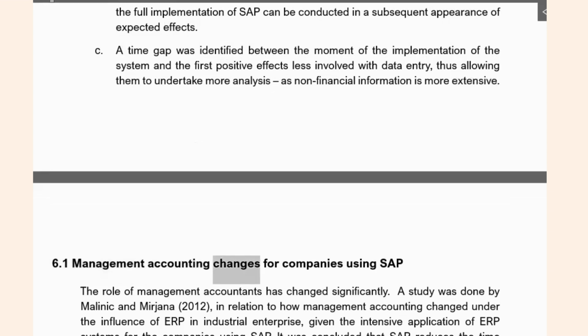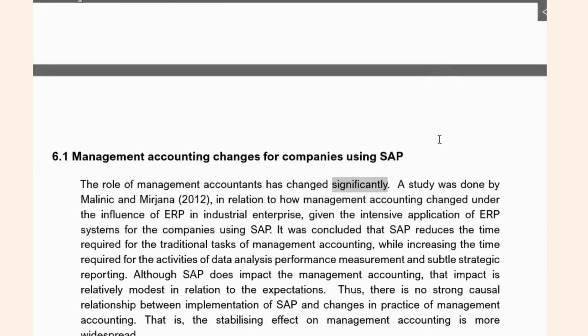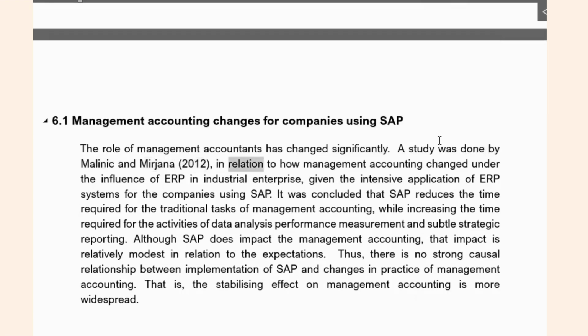6.1 Management accounting changes for companies using SAP. The role of management accountants has changed significantly. A study was done by Malinik and Nirjana, 2012, in relation to how management accounting changed under the influence of ERP in industrial enterprises, given the intensive application of ERP systems for the companies using SAP. It was concluded that SAP reduces the time required for the traditional tasks of management accounting, while increasing the time required for the activities of data analysis, performance measurement, and subtle strategic reporting.